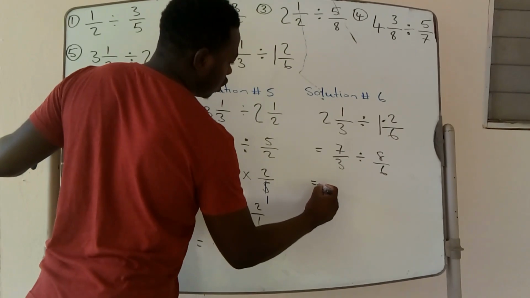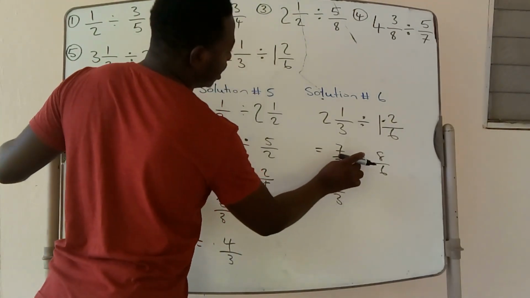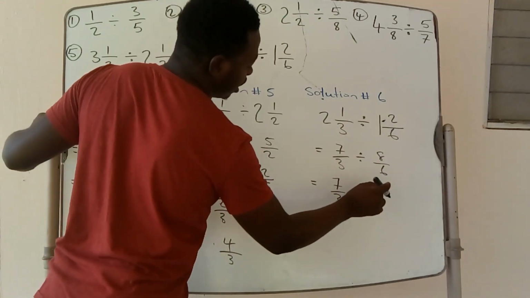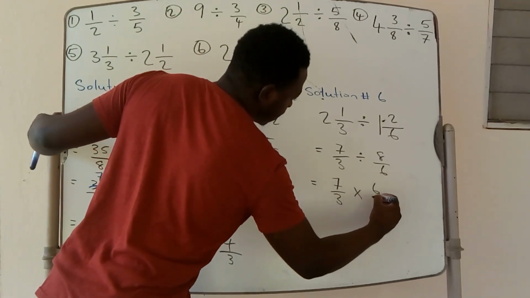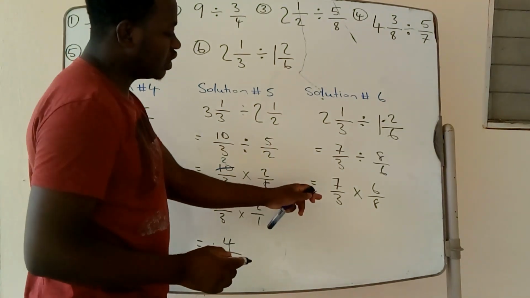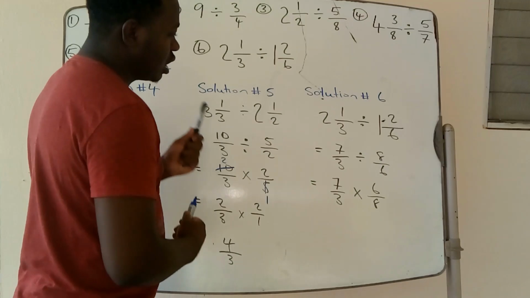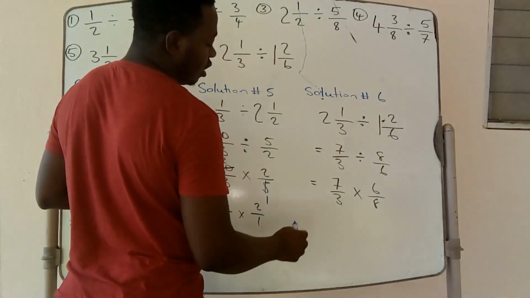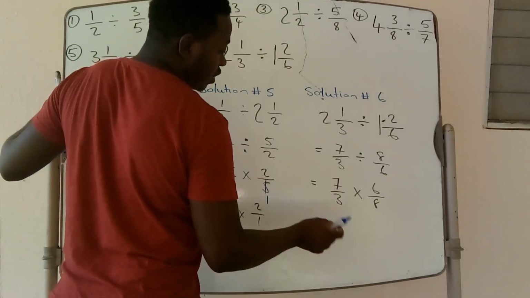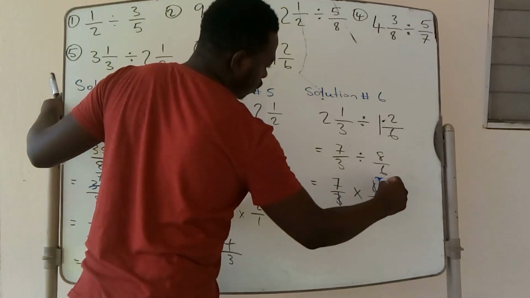What we're going to do is to keep the first fraction, which is 7 over 3, change the division sign to multiplication, and invert the final fraction, which is 6 over 8. Now, you're going to see if anything can be reduced to make your calculation much easier. So we have 6 here, we have 3 here. Both 6 and 3 can be divided by 3, so that means it can be reduced. So 3 into 3 goes 1, 3 into 6 goes 2.